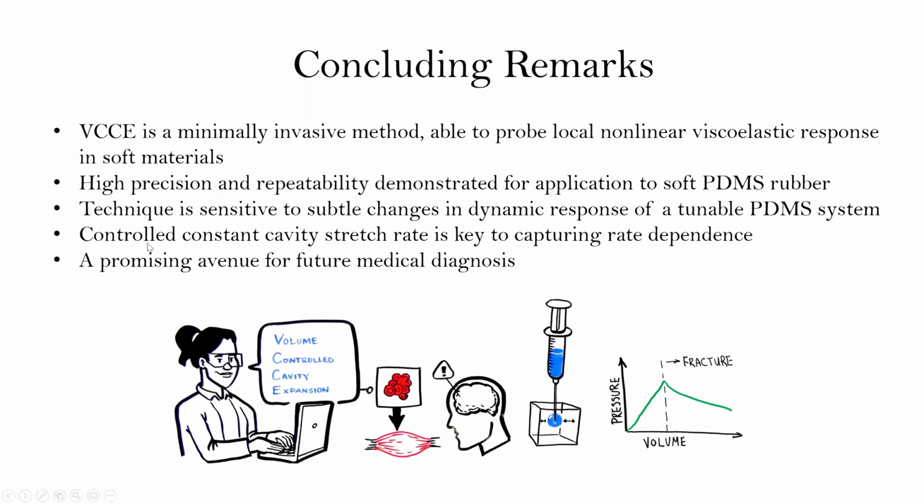But we do show that at least for the PDMS, it's quite precise and there is some repeatability, and the technique is quite sensitive in picking up changes in the viscoelastic properties. And we also showed that it's important to choose your loading protocol, and it would be better to probably use a constant stretch rate as opposed to a constant volume rate. And hopefully if everything goes well, we should be able to show this technique works well for blood clots and maybe other biological materials in the future. And with that, I'd like to conclude the talk.